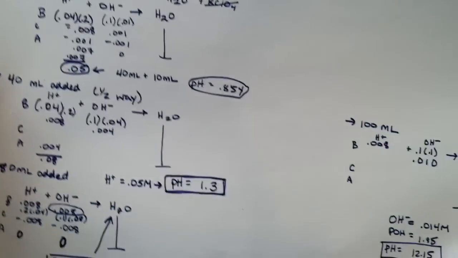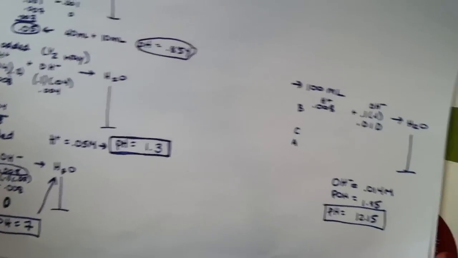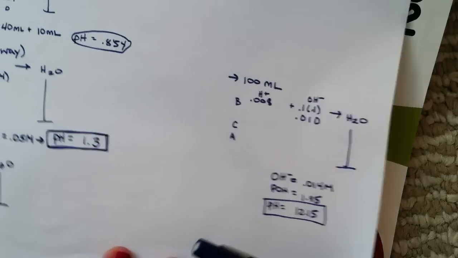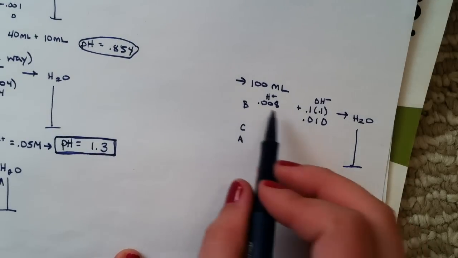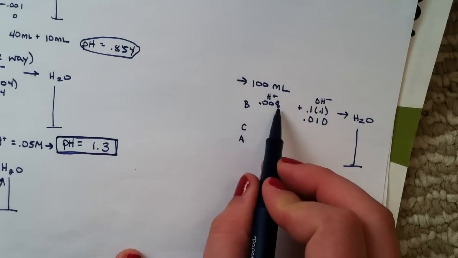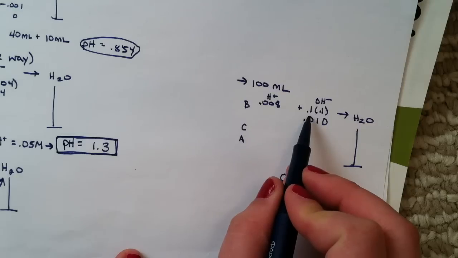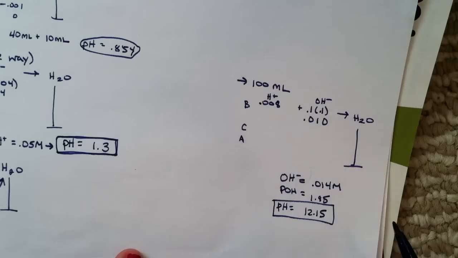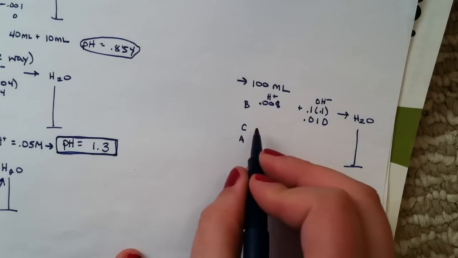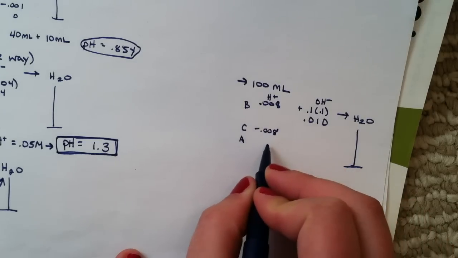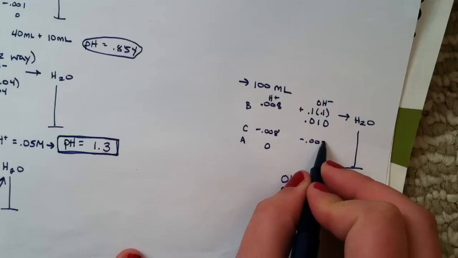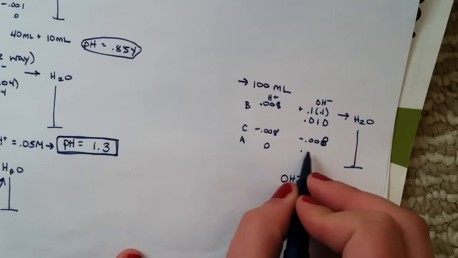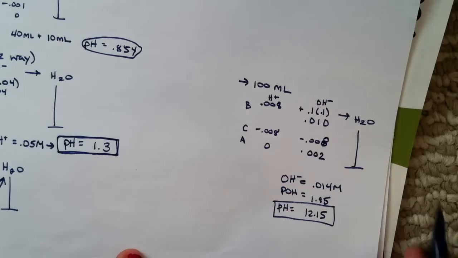And after equivalence, they gave us 100 milliliters. So we again pretend like we're starting all over again. In the beaker, there's 0.008 moles. And being added is 0.1 times 0.1, so 0.01 moles. Now we have more base than acid, so we will subtract out all the acid, and we will be left with 0.002 moles of base.